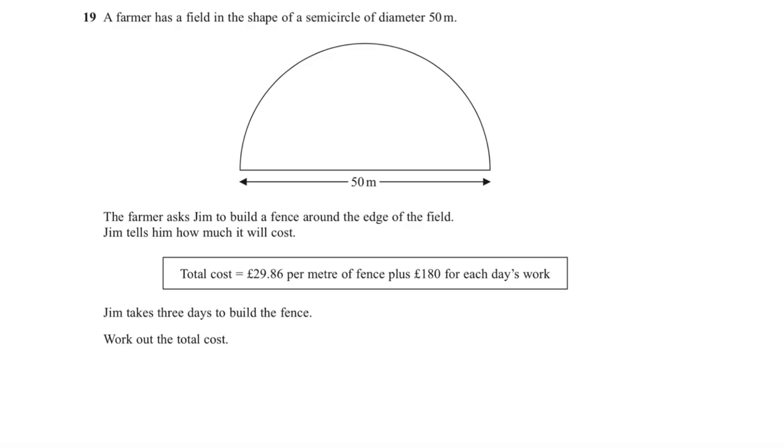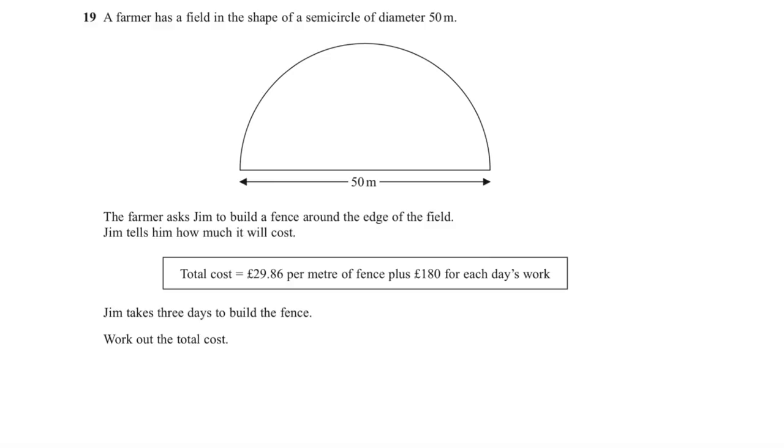Question 19. A farmer has a field in the shape of a semicircle of diameter 50 meters. The farmer asks Jim to build a fence around the edge of the field. Jim tells him how much it would cost. Total cost equals £29.86 per meter of fence plus £180 for each day's work. Jim takes 3 days to build the fence. Work out the total cost.